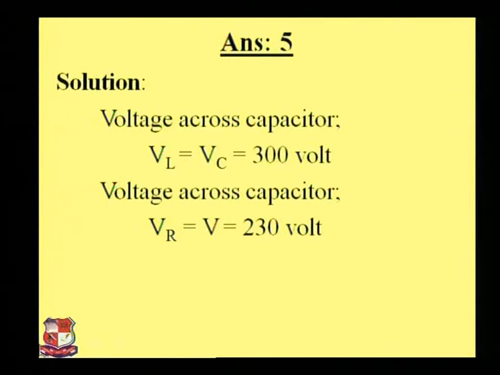Now again, the voltage across the resistor. Here there is a mistake, not a capacitor, it is a resistor, and we have the value of the applied voltage V equals 230. So that one becomes our resonance voltage, that is VR. So ultimately we get the value of VR equals 230 volts.